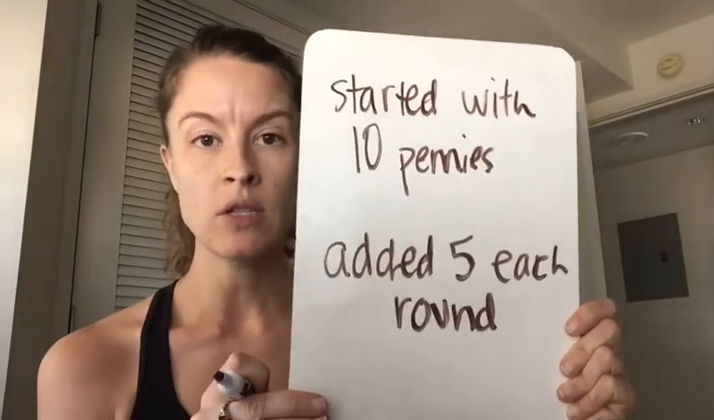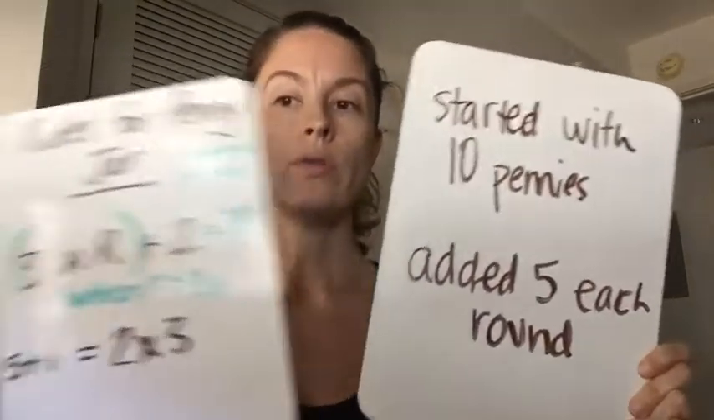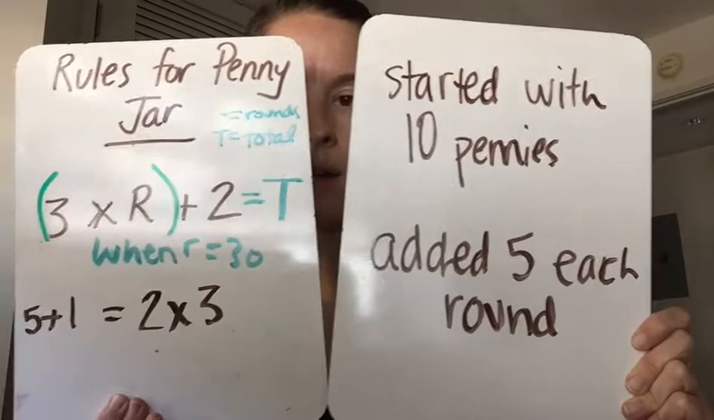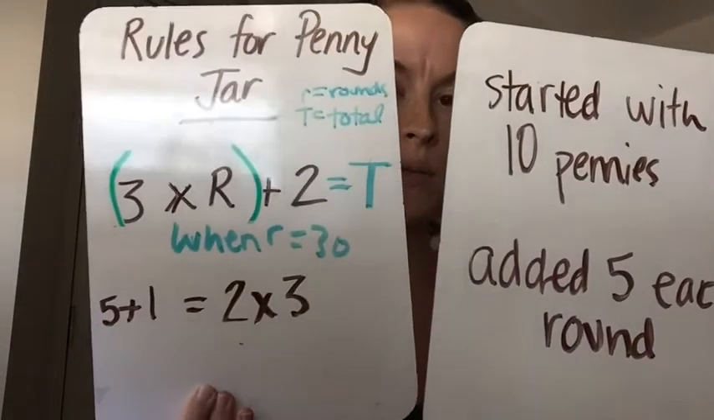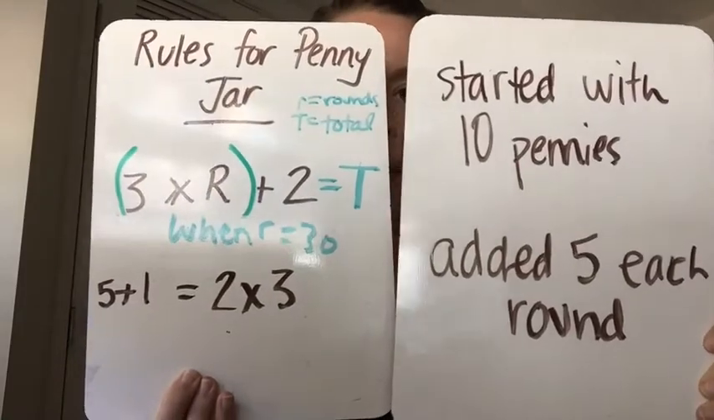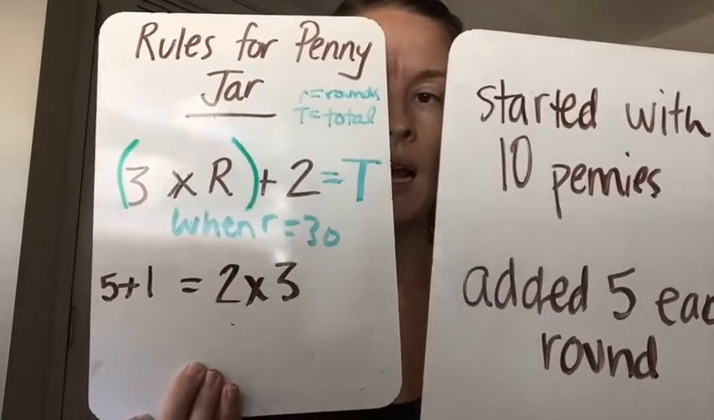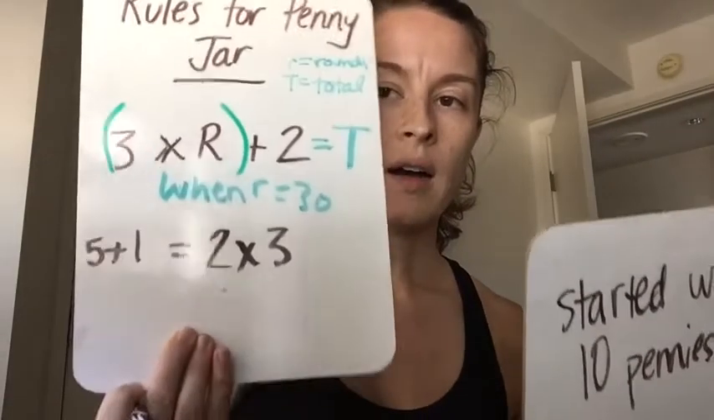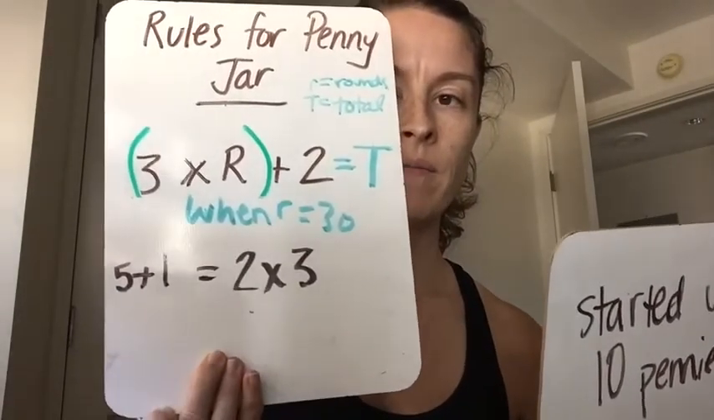Please write an equation using a letter. So you start with 10, add 5 each round. Using a letter, just like we did with the started with 2 and added 3, okay? So you can pause this video and then come back when you're ready, okay? But remember, this is your model on how to do it, all right?